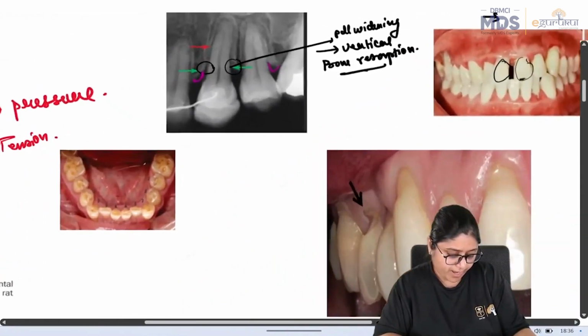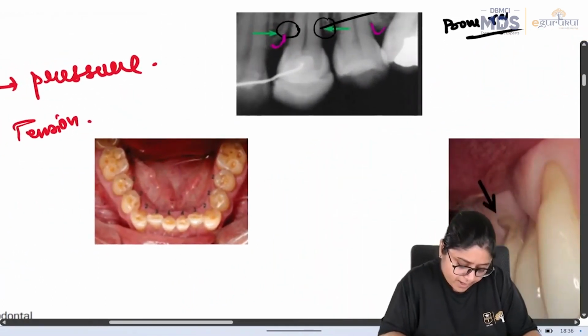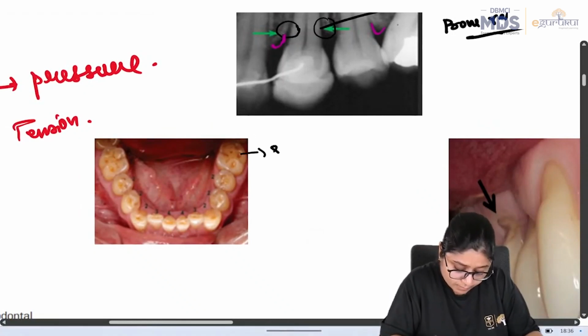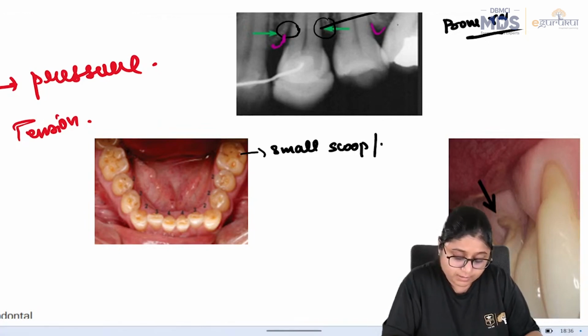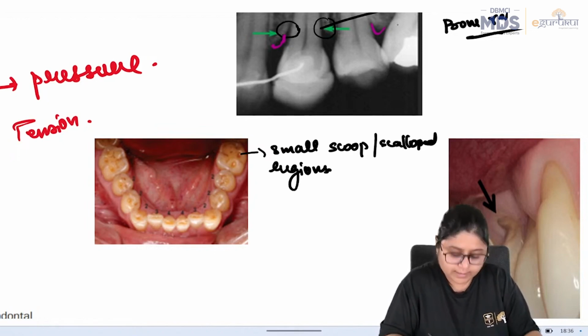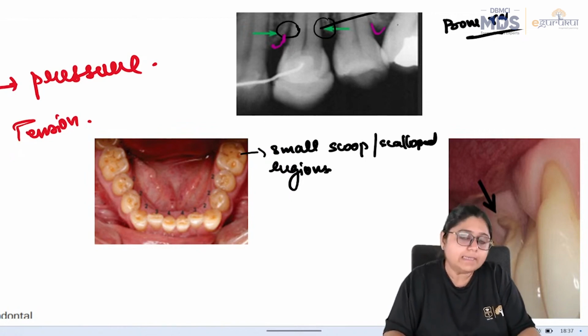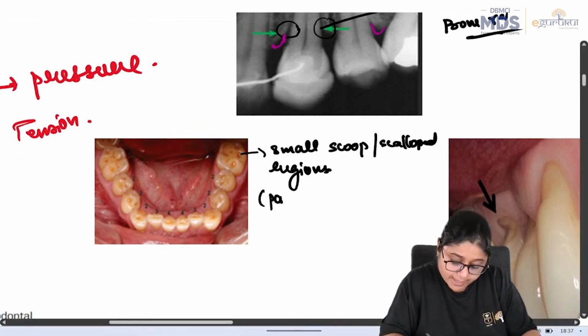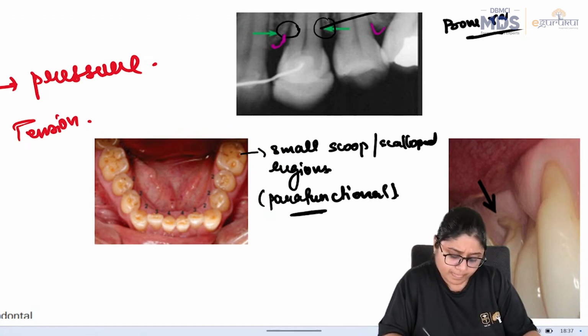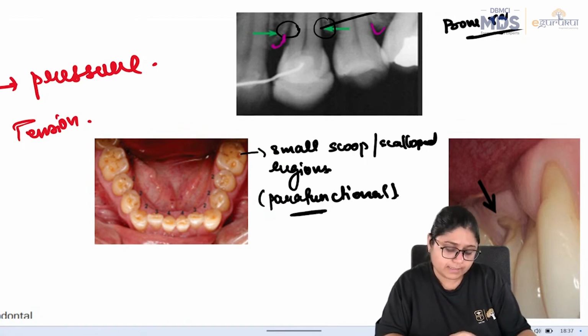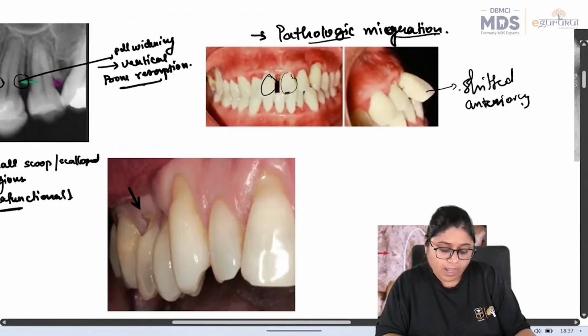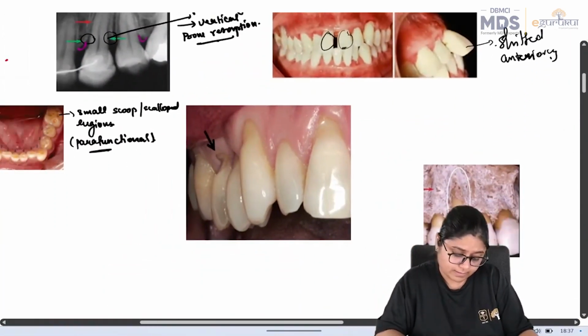Also, there will be wear facets. These are the wear facets, small scooped or scalloped regions which you can see on the tooth. This kind of wear facet is most commonly seen in patients with parafunctional habits, in patients with bruxism. You will see this type of wear facet. Now, another sign which you will see is this.